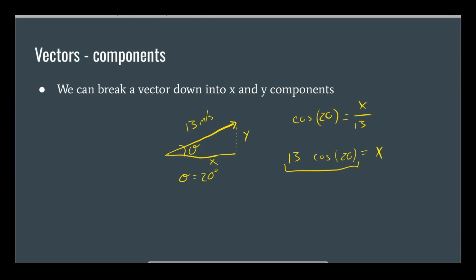Then I can plug that into my calculator and I can get X. I can do the same thing for Y as well, right? So Y would just be sine of 20 is equal to Y over 13. Again, rearrange that equation and then you can solve for Y. And you can do this for multiple vectors. You can have this vector added to another vector that's at an angle, and you can keep on finding the X and Y components of each vector to find the overall movement in the X direction and in the Y direction.